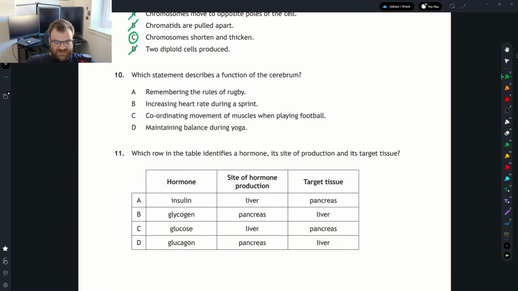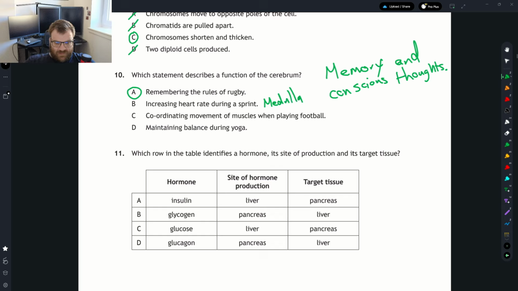Next one, we're talking about the cerebrum. That is for memory and conscious thoughts. So remembering, that would be memory. That's that. The heart rate is the medulla. Coordination is the cerebellum. And that's balance as well. Coordination and balancing. That must mean that A is our correct answer there.